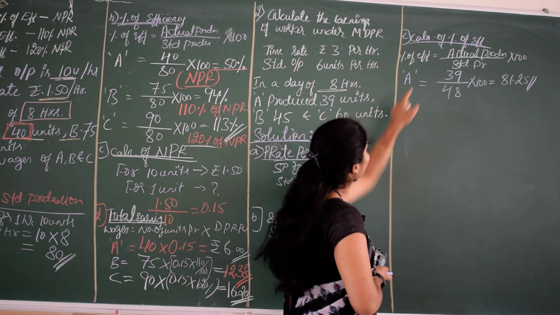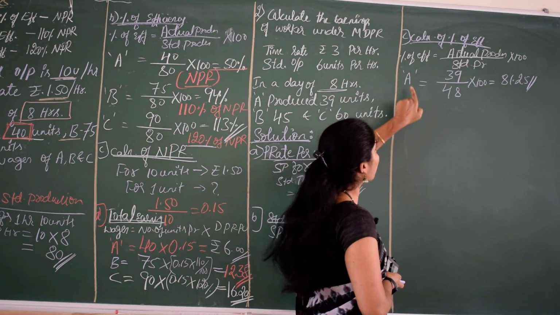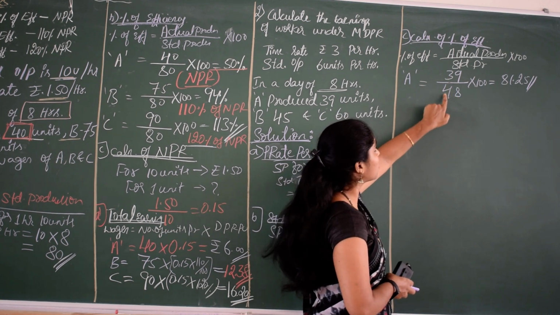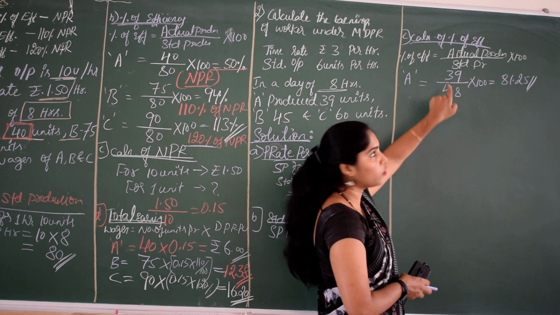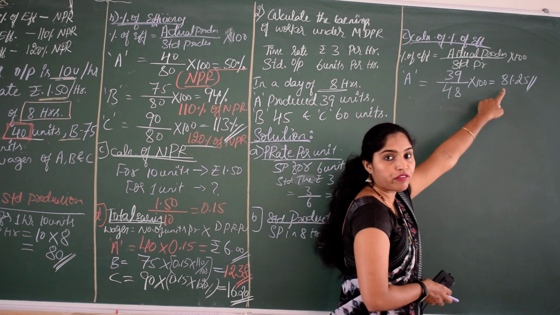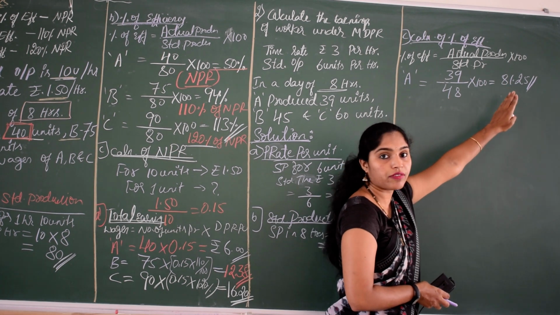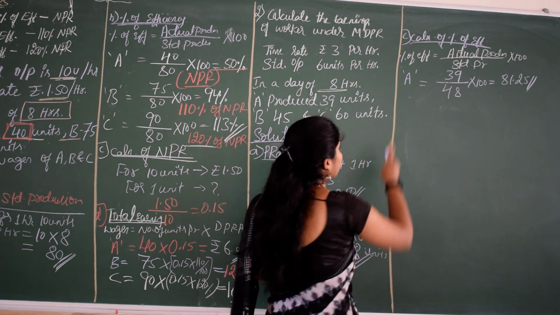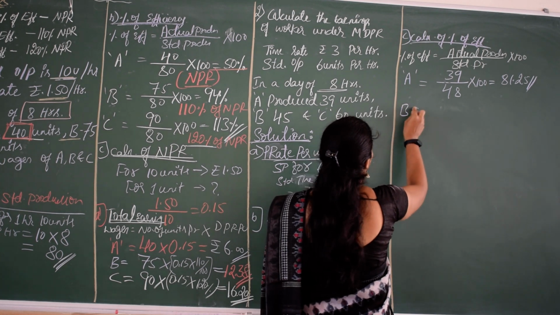81.25. Yes, correct. So percentage of efficiency of A: actual production 39 units, standard production 48 units, and the percentage of efficiency is 81.25. That is A's efficiency. Now calculate Mr. B's efficiency.